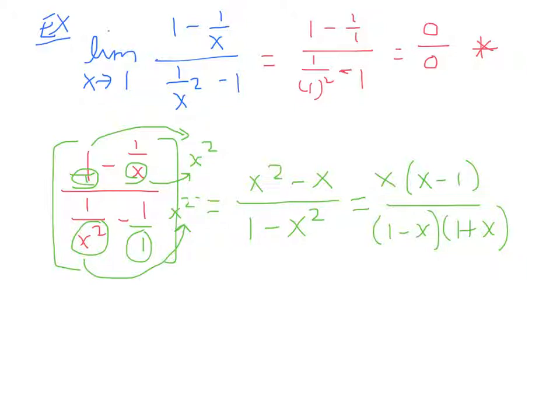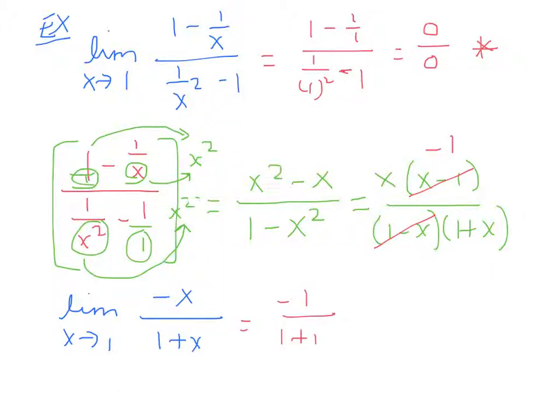And now I notice that these two are virtually factors of each other with respect to a factor of -1. So what I really have on top is now negative x over 1 plus x. So I am now going to find the limit as x goes to 1 of negative x all over 1 plus x. And once again, direct substitution is going to give me -1 over 1 plus 1. -1 over 2 is the limit solution to this problem.